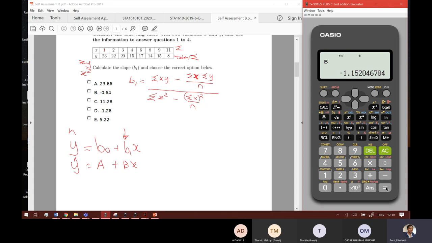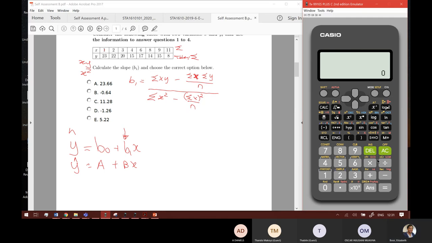And the answer I get is not minus 1.16. This says minus 1.15. So let's see, if I go back, shift, and back to STAT, I want to see my data to check that I captured it correctly. It's 1 and 23, 2 and 22, 3 and 20, 4 and 15, 6 and 17, 8 and 14, 9 and 15, and 11 and 8. The data is captured correctly. Then why am I not getting the right answer as the one on the answer sheet? So mode, I need to go.